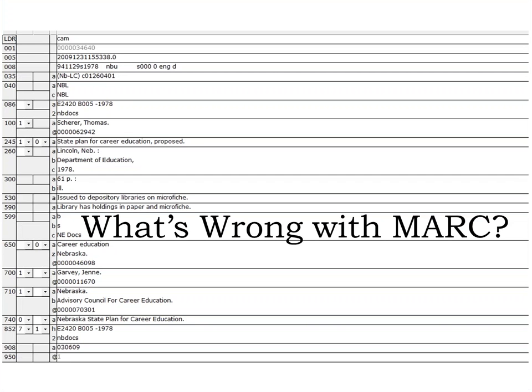To understand what that transition means, I think it's first important to wrap our heads around what is wrong with MARC. We've been using MARC since the 1960s, and it's worked pretty well for libraries. So why are we talking about moving away from it?